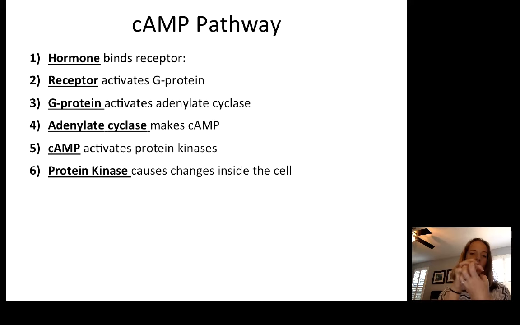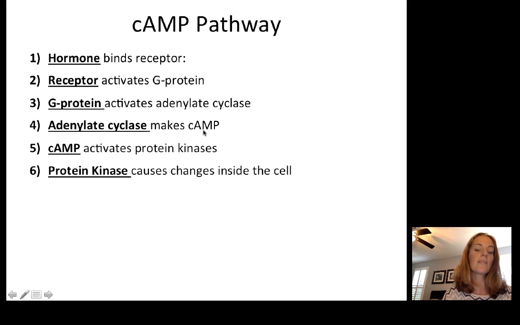You get a shape change in the receptor. When it does that, that bumps the G protein and activates the G protein nearby. That G protein then is activated and will activate another nearby molecule called adenylate cyclase. Adenylate cyclase then will make the second messenger cyclic AMP, and it makes a lot of it.